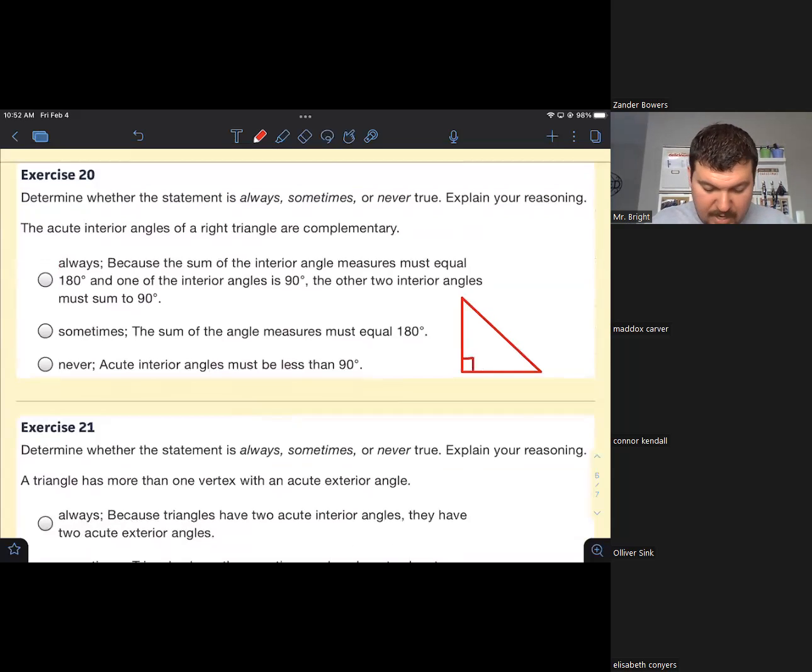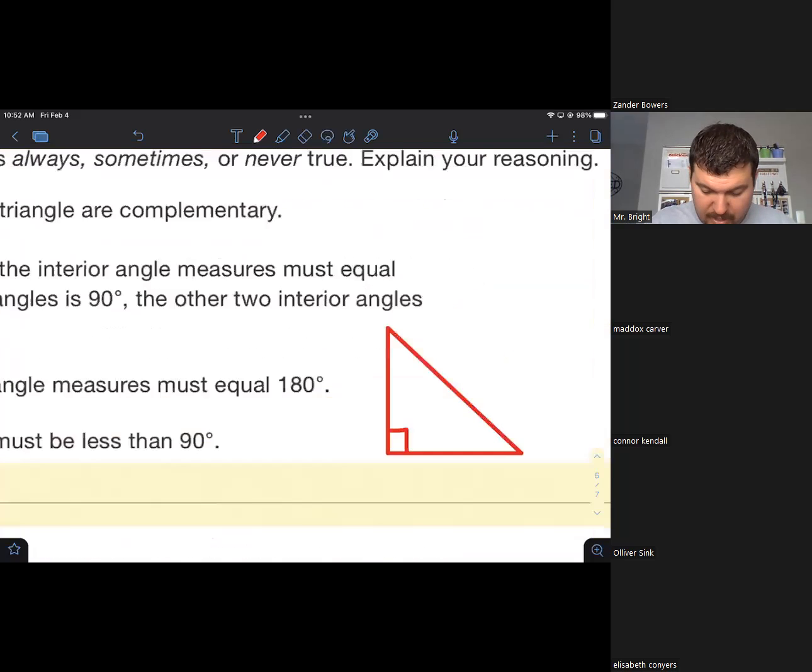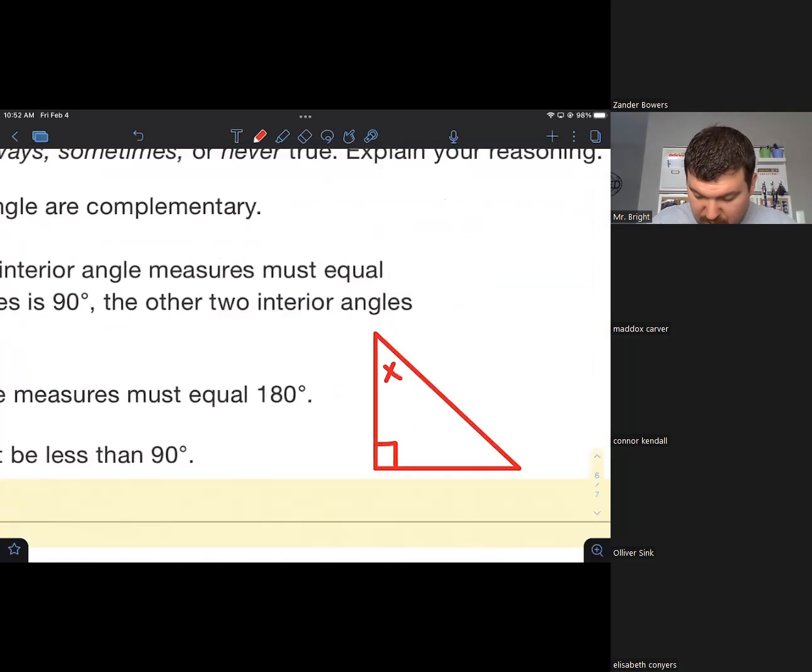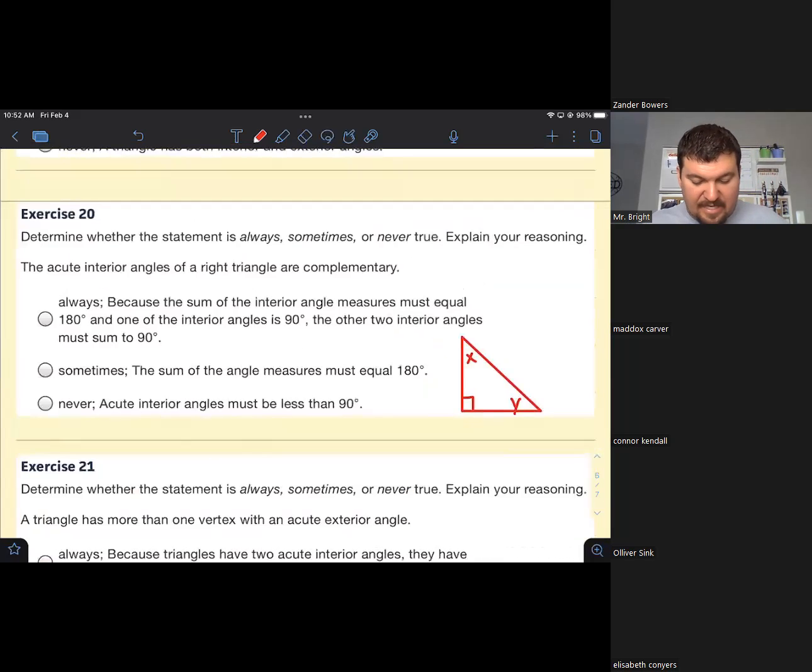There's my right angle. It says the acute interior angle. So we'll call this angle X. We'll call this one angle Y because it doesn't say they're the same size. It says these two angles, X plus Y... no, sorry, it doesn't say they add to anything. It just says they're complementary. So what's complementary mean?